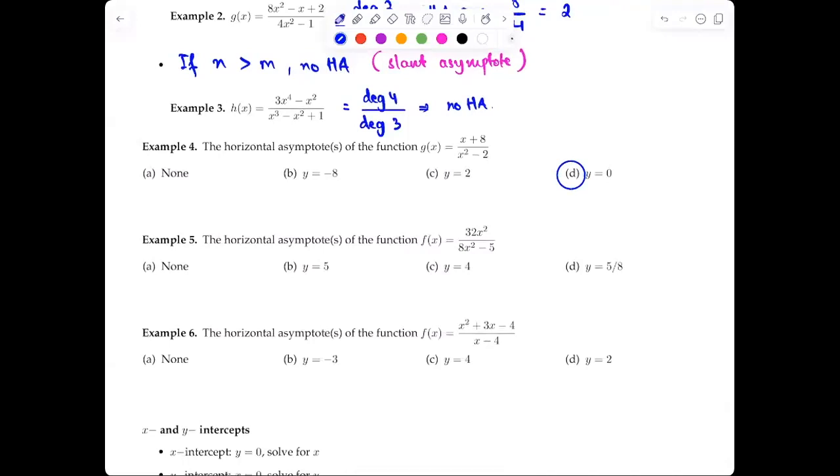What about example 5? What is the answer? C. C. Right.